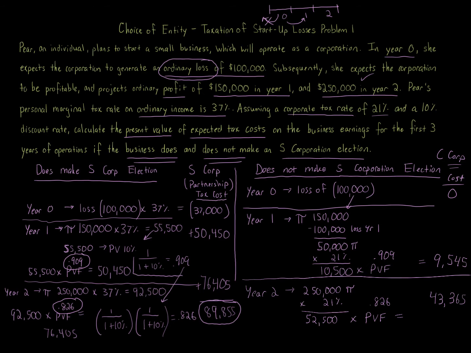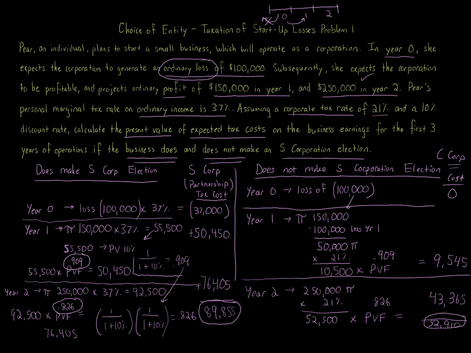Then year one, we have a tax cost of $9,545. And then year two, we have a tax cost of $43,365. If we add those two numbers together, we're going to get $52,910, and that is our present value tax cost of being a C corporation.